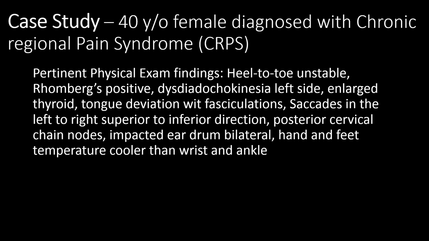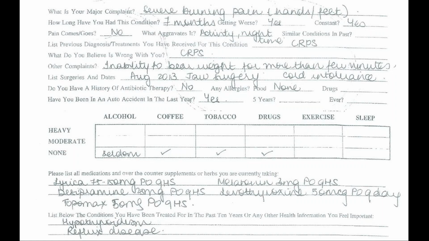She had posterior cervical chain, lymph node chain. I'm sorry, I didn't put that in there. I typed it too fast. Lymph node chain. So what do we think? Maybe she's got a low-grade infection. Maybe not. We'll have to check that out. Impacted eardrums and hand and feet temperature cool and wrist. That's a sympathetic deal.